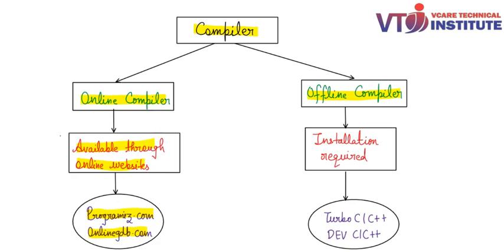That's how they work. In the offline compiler, installation is required of an offline compiler like Turbo C++ or Dev C++. These are the compilers which convert source code, the language humans understand, into object code, the language computers can understand. And again, the decoding process proceeds. So that's why we need a compiler. Now let's see the compilers.